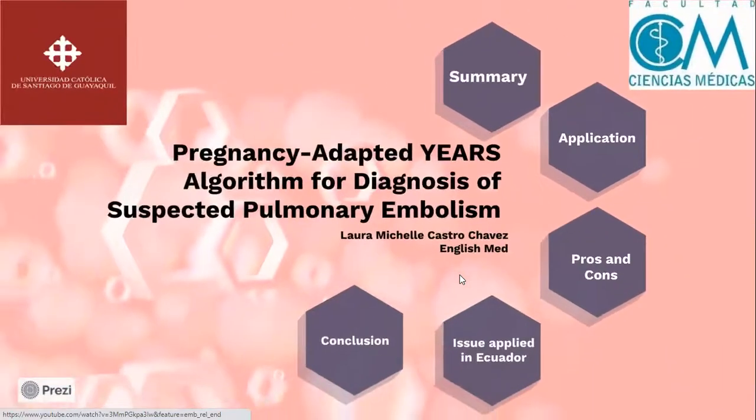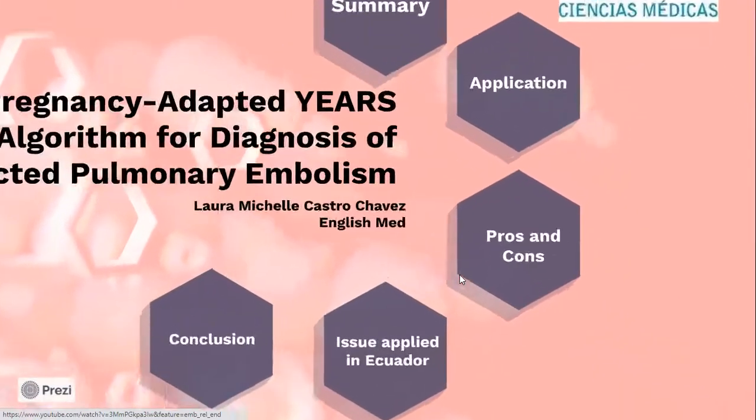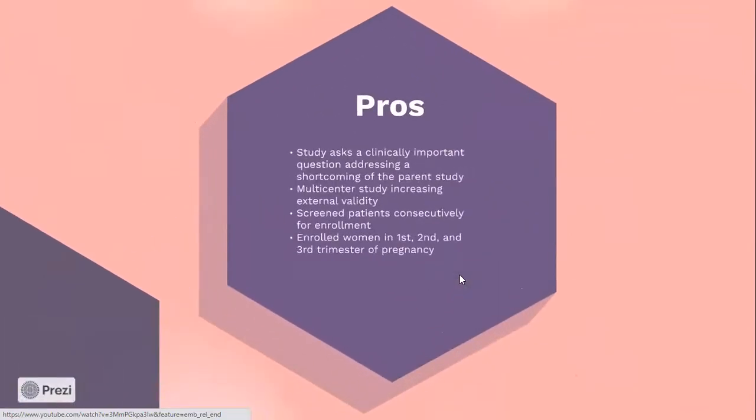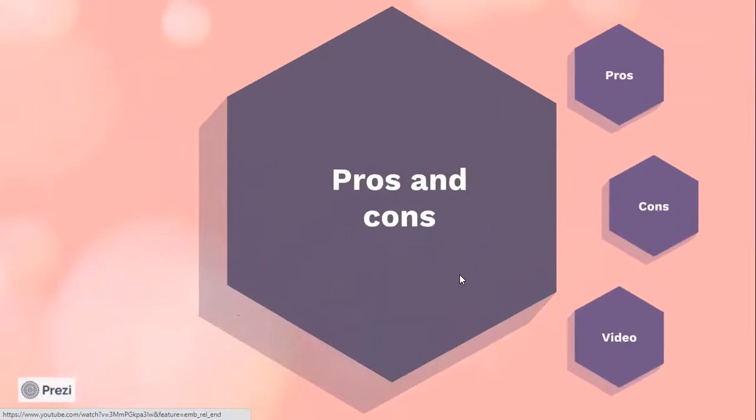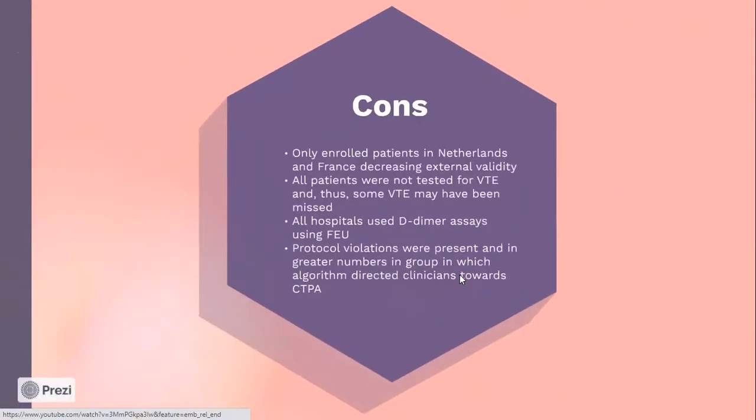Okay, now the pros and cons. The pros: we have a study asking a clinically important question addressing a shortcoming of the parent study. A multicenter study encouraging external validity, screening patients consecutively for enrollment, enrolling women in the first, second, and third trimester of pregnancy. Now in the cons, we have only enrolled participants in Netherlands and France, limiting external validity.